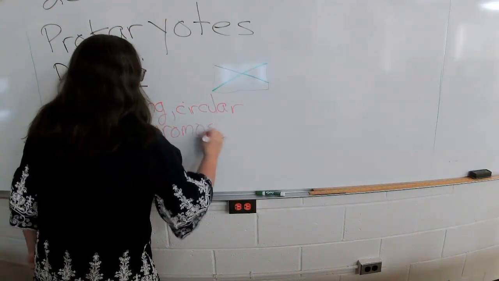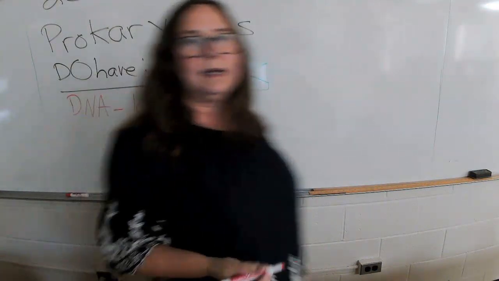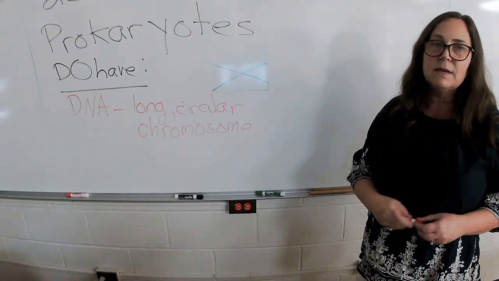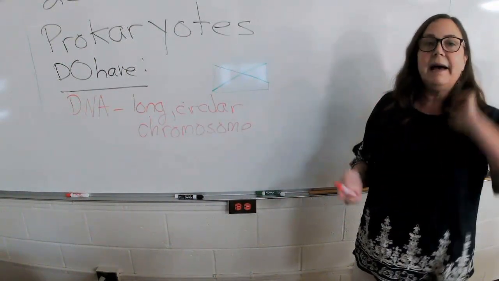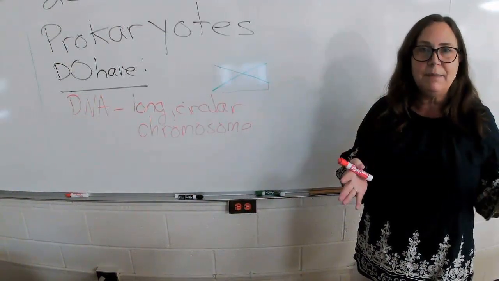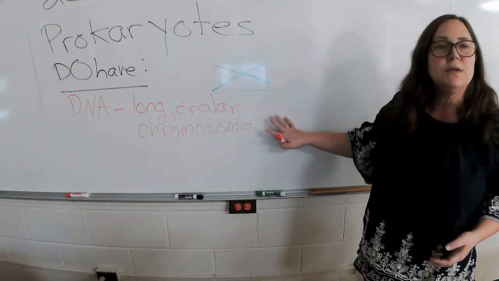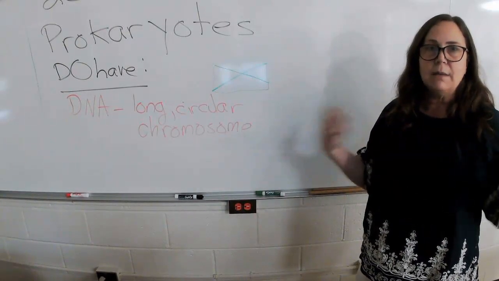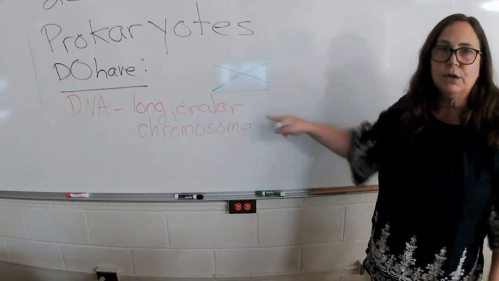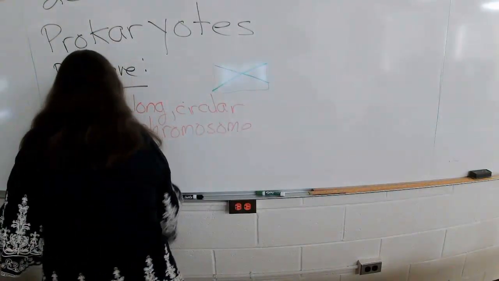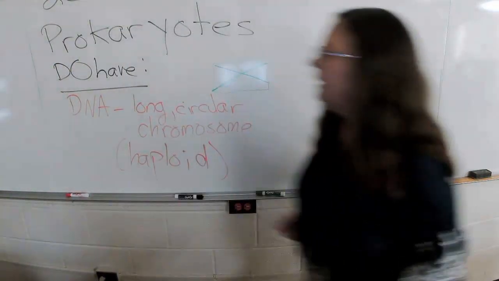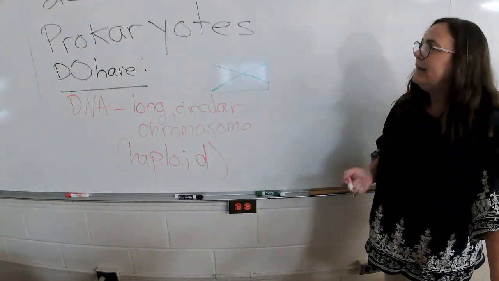And since it's found as a long circular chromosome, we can also say something else about prokaryotes, is that they are haploid, because diploid means you have a double copy of each chromosome, and prokaryotes don't. So we can automatically say that they are haploid. They only have a single long circular chromosome. So they are haploid organisms. They do contain DNA. What else do they have?